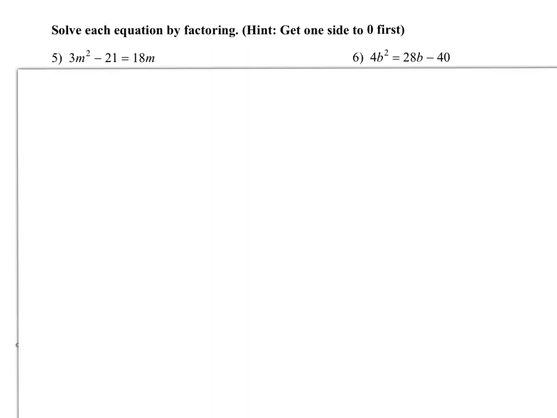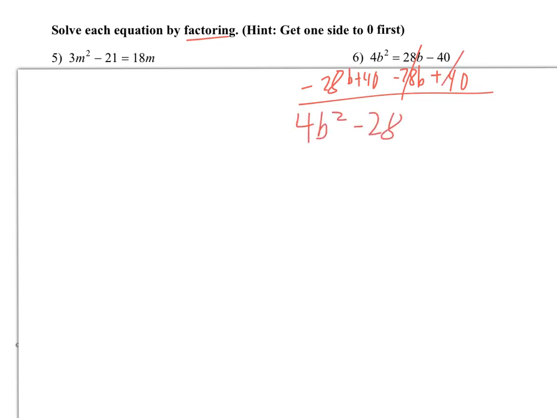All right, next up here, we want to solve by factoring. So we get the hint here, get one side to 0 first. So I'm going to subtract the 28b and add the 40 all over to the left. I always like my squared to be positive. So that's why I move everything to the left in this case, because it keeps that b squared positive. So on this, they're going to cancel out. There's no like terms here, so I'm just going to list them all out.